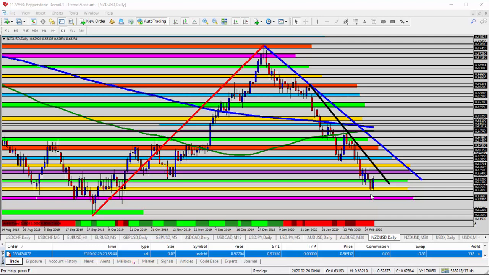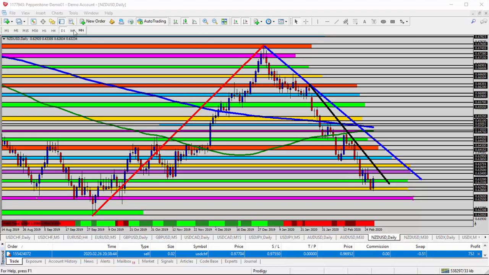So, a significant downtrend here for the New Zealand dollar without any significant correction or retracement. Now, of course, it doesn't have to correct or retrace, but that's definitely something that we start to consider as the market reaches into significant support levels.